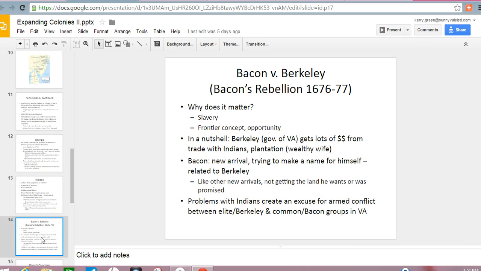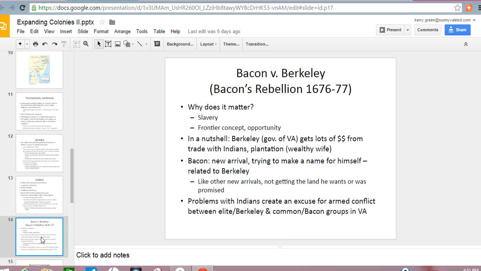All right, so I'm just going to touch on a little bit of Bacon and Berkeley because we're going to be looking at these documents in class this week. This is why you're having to endure this lecture over the weekend. These are some things I want you to consider. Okay, first off, 1676 to 77. This has to do with Virginia. Why does it matter? It's going to matter because of slavery. It's going to matter because of this idea of a frontier concept and the frustration of opportunity.